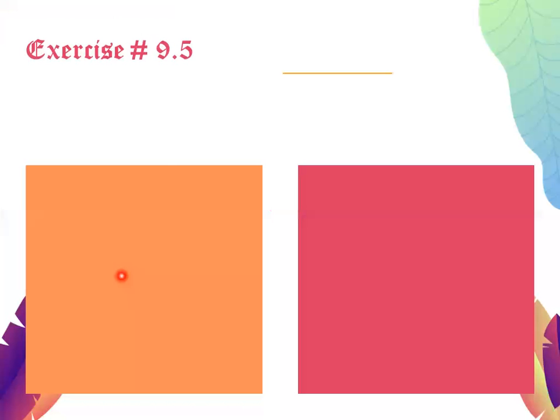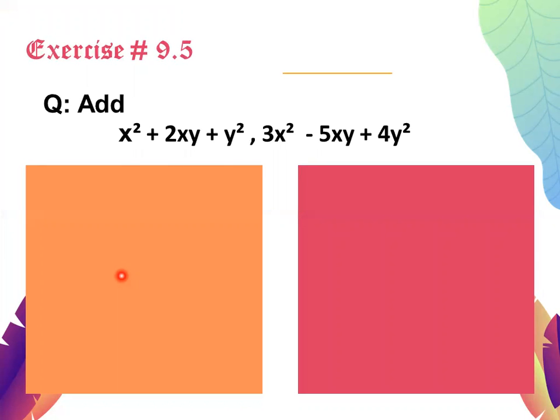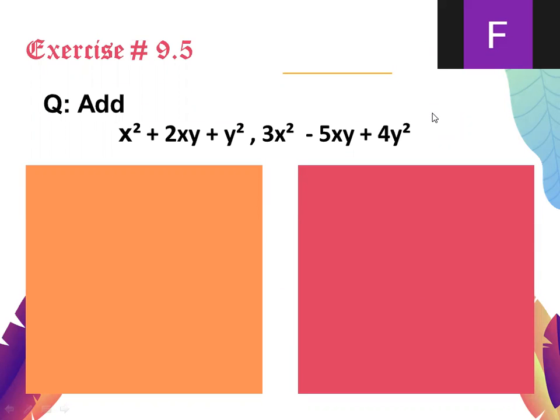Now, let's look at a question from exercise number 9.5. You have to perform addition here. What you have to add: x square plus 2xy plus y square, separated with this comma, from the second expression, that is 3x square minus 5xy plus 4y square. Is it clear?